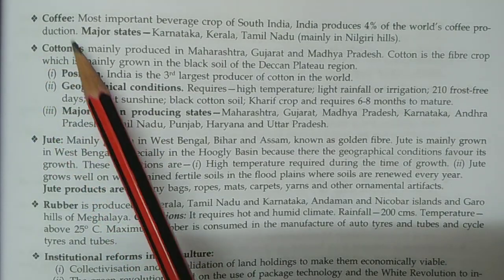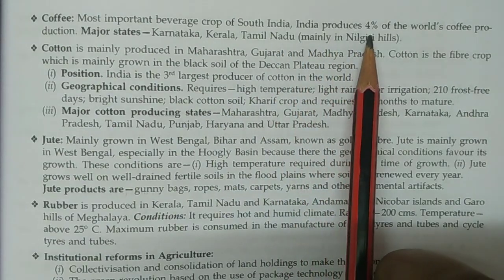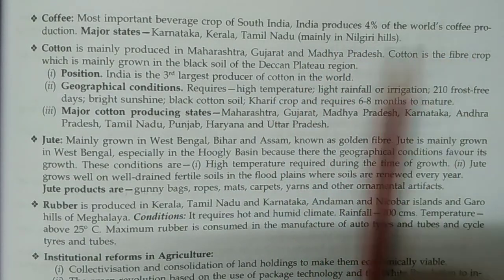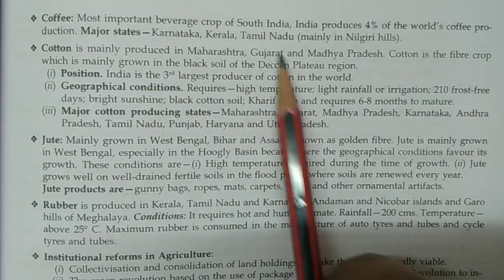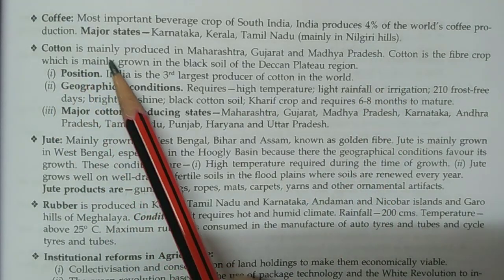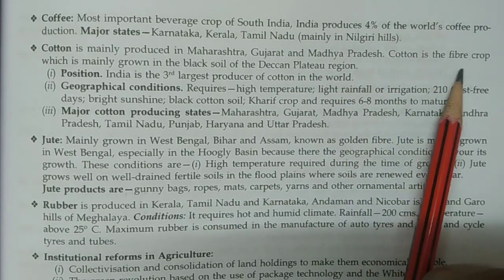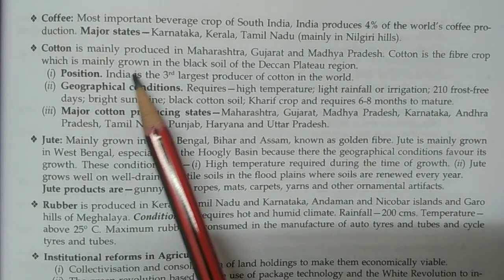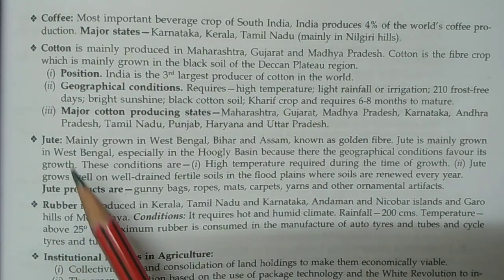Now next, coffee. Most important beverage crop of South India. India produces 4% of the world's coffee production. Major states: Karnataka, Kerala, Tamil Nadu, mainly in the Nilgiri Hills. Next, cotton is mainly produced in Maharashtra, Gujarat, and Madhya Pradesh. Cotton is the fiber crop which is mainly grown in the black soil of the Deccan Plateau region.